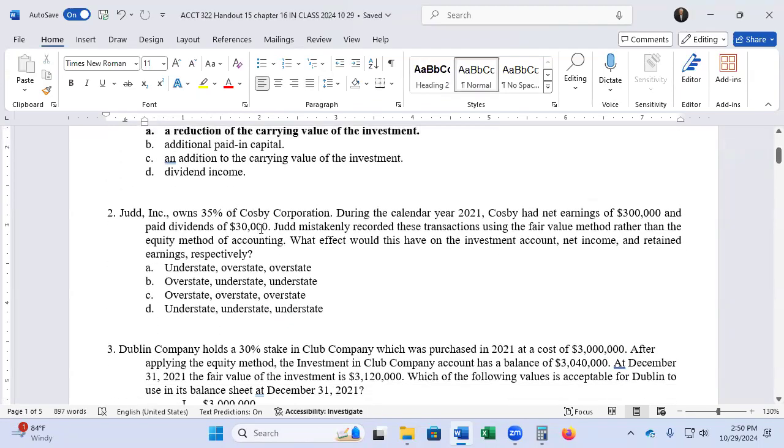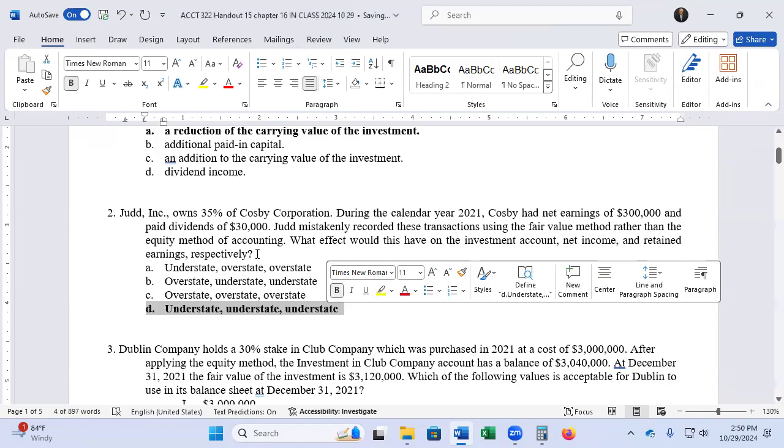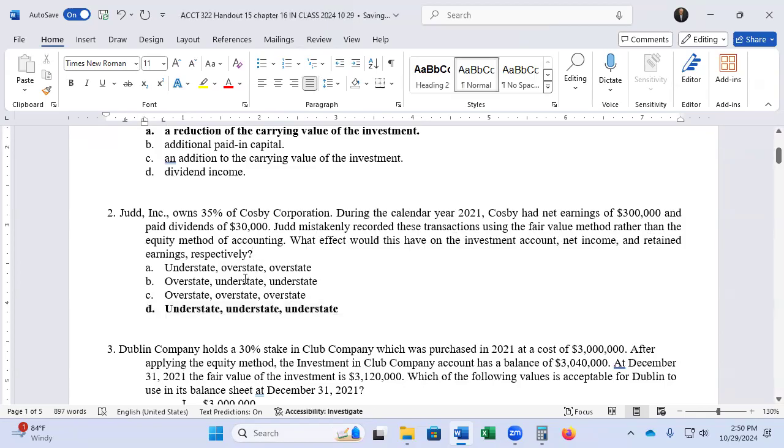Judd Inc. owns 35% of Cosby Corporation. During the calendar year 2021, Cosby had net earnings of $300,000 and paid dividends of $30,000. Judd mistakenly recorded these transactions using the fair value method rather than the equity method. What effect would this have on the investment account, net income, and retained earnings, respectively? And so the answer is D, understate, understate, understate.